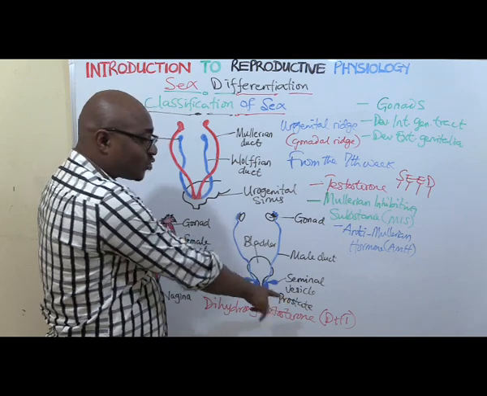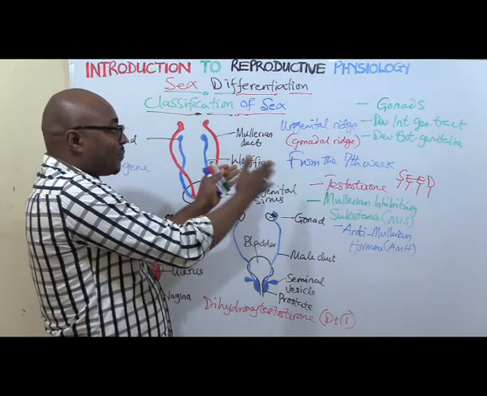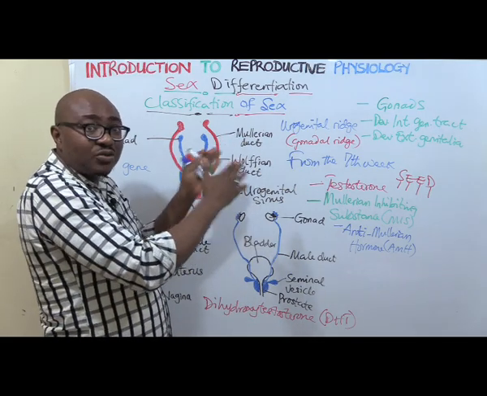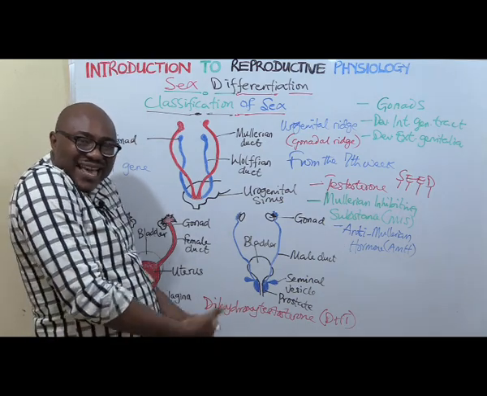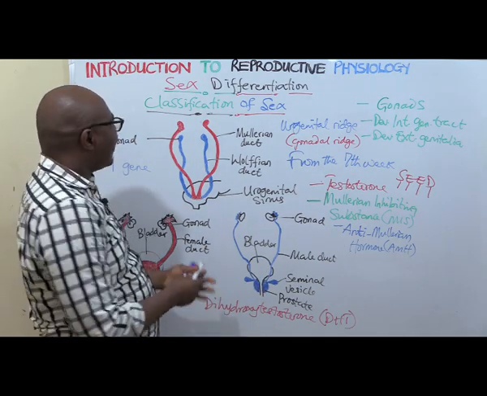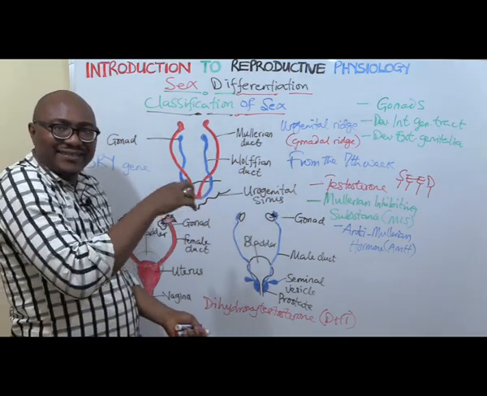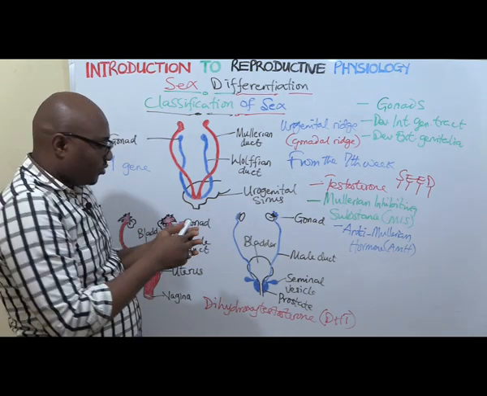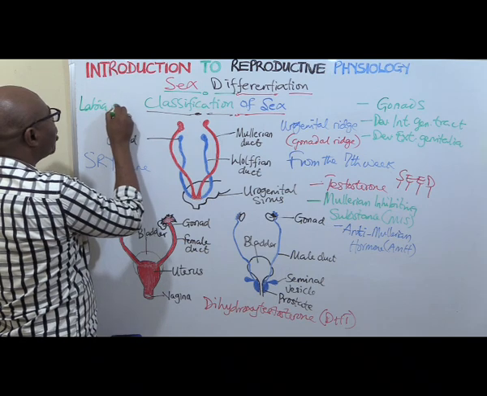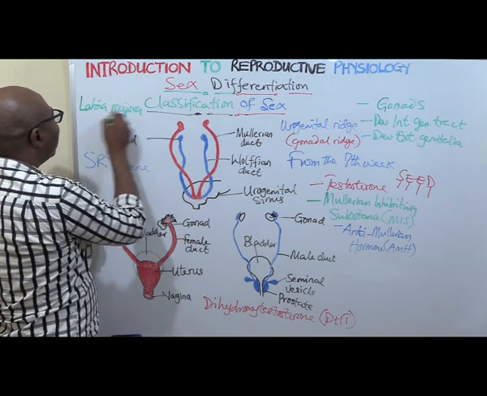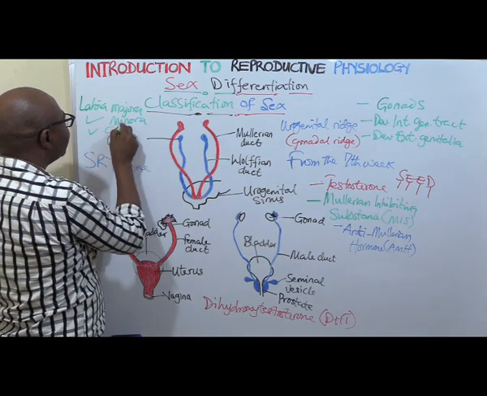If something happens that DHT was not present at development, which happens around the 9th to 10th week, that person will have a female external genitalia. The female external genitalia is the lower part of the vagina, which is known as the vulva, and you have the labia majora and the labia minora and the clitoris.